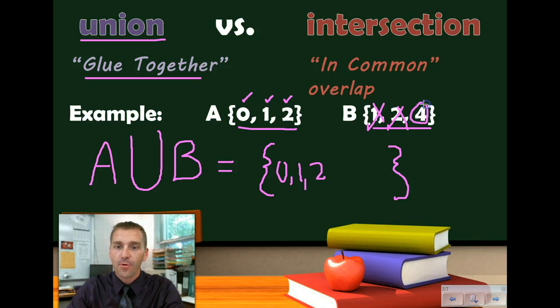Oh, 4. We need to throw that one in there. Forgive my writing. Hopefully you can understand that. So in the union of A and B, you have 0, 1, 2, and 4. You've just glued them all together.